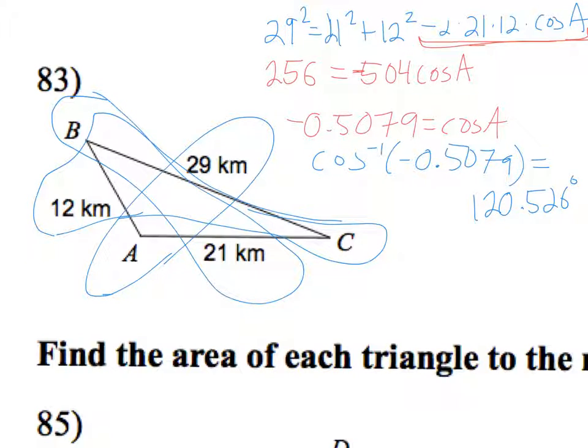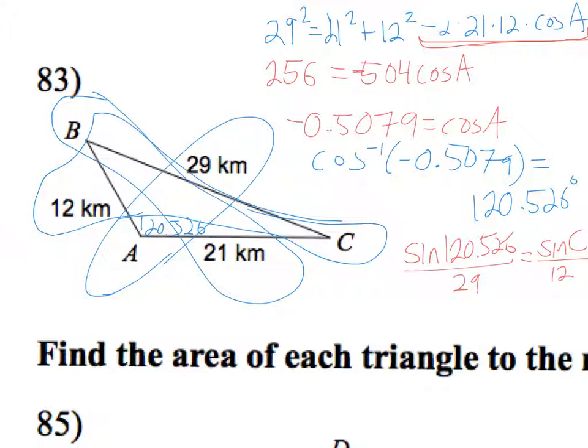120.526 degrees. To finish solving this triangle, I am going to use the law of sines because it's a little bit less work intensive than the law of cosines, because now I have a pair I can use. So sine of 120.526 over 29 is equal to sine of c over 12.